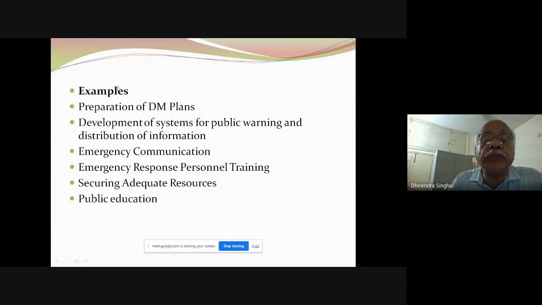Development of a system for public warning and distribution of information. For example, recently in Delhi, the water coming from the Hathni Kund barrage, that was a warning. You might have noted there was always news on the channels: "Lohe ke pul pe 205.45 ke upar pani aa gaya hai." That was public warning. Then emergency communication, emergency response personnel training, as I said, that NDRF, securing adequate resources, and public education, that means making the public aware of how they should behave.